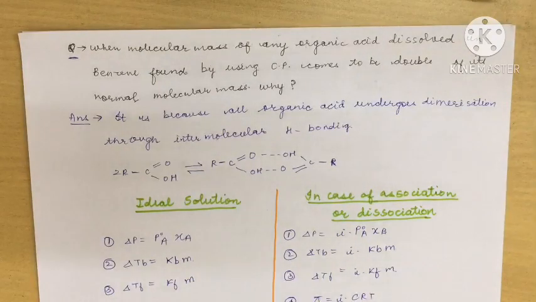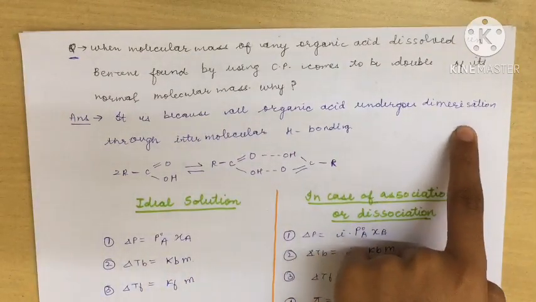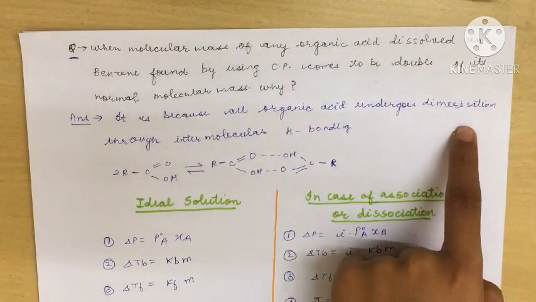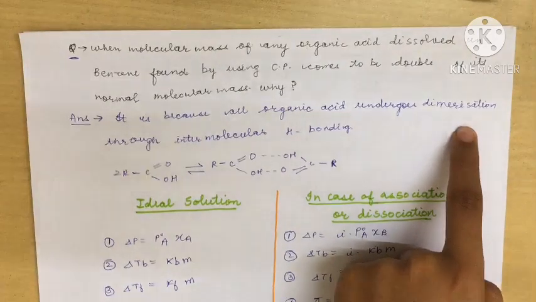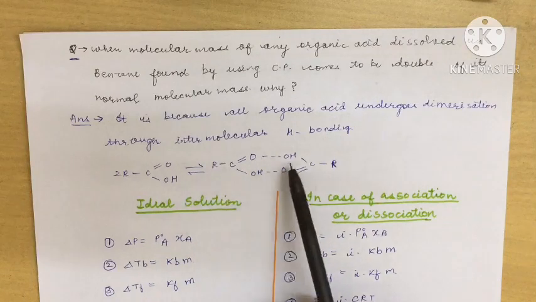Why is it so? We have already studied this just previously. In the previous page, we saw that all the organic acids undergo dimerization, as we saw in the case of acetic acid, because they undergo dimerization through intermolecular hydrogen bonding.